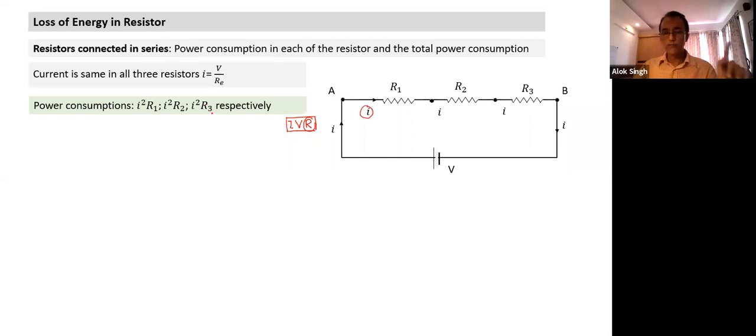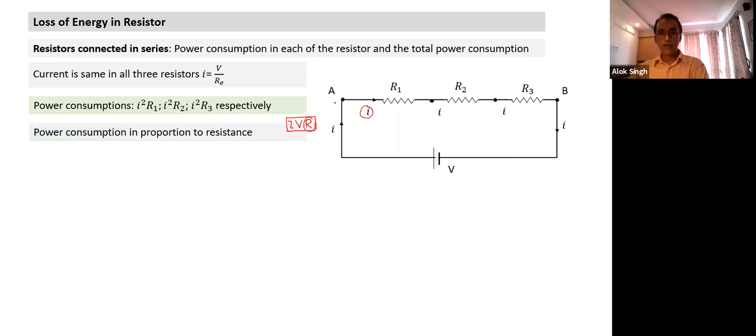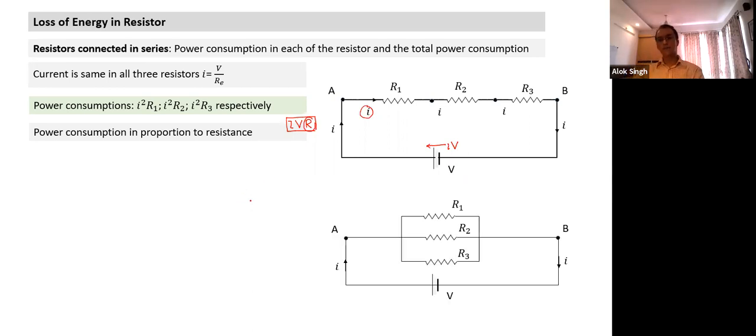What I notice here is that if 3 resistances are connected in series, power consumption is in proportion to resistance. Whichever resistance is more will have greater power consumption. The one which has low resistance will have lower power consumption in the same proportion. So easy. And what will be the power supplied by the battery? If I add all 3 up, the power consumption in all 3 resistances will be equal to the power supplied by the battery, which is I into V. If you calculate, you'll find both terms come out the same. So power consumption is proportional to resistance when they're connected in series. What happens when they're connected in parallel?